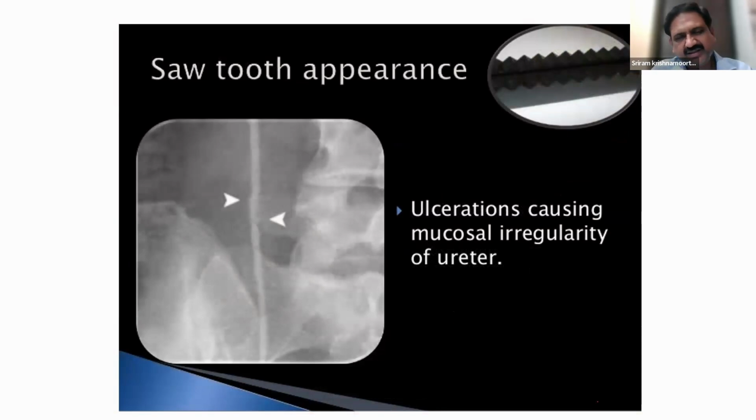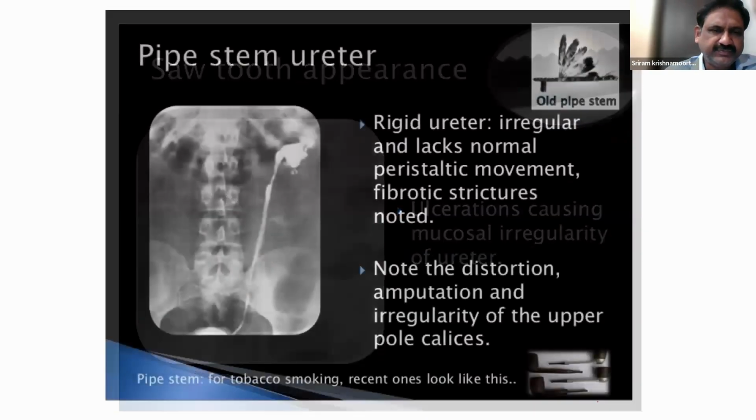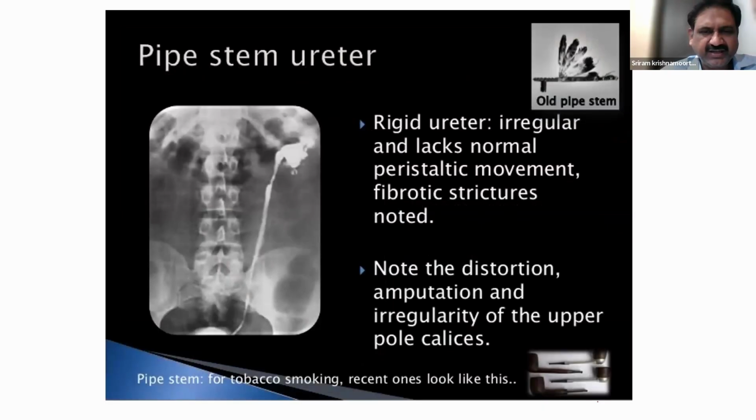Then the other one is the ureter. Involvement of the ureter can produce what is called sawtoothing. There will be irregular luminal irregularities all along the length of the ureter, which is called a sawtooth appearance. Next slide. Then pipe stem ureter. You should know what a rigid ureter is, what a pipe stem ureter is. This is classical of tuberculosis.